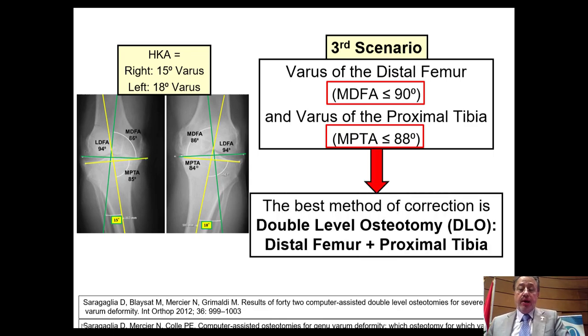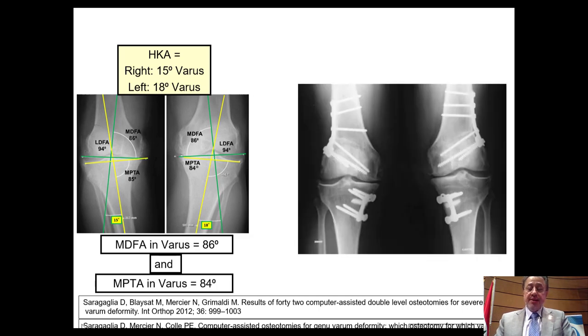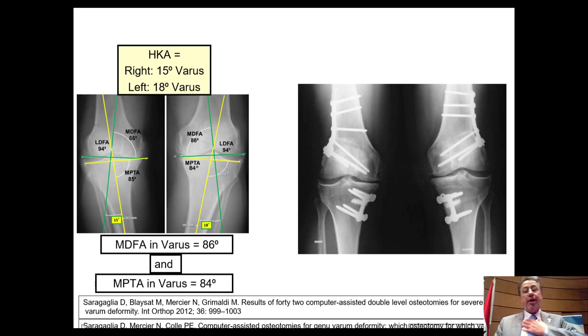So the double level osteotomy would be the best choice, as in this case. However, to do the double level osteotomy, it is really not easy to do it without the navigation. So for those who do this type of surgery, the navigation is really a very important tool.